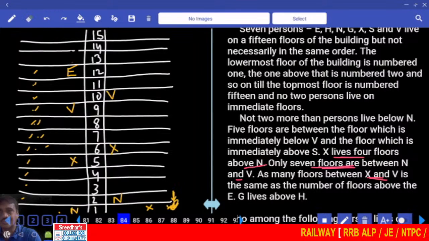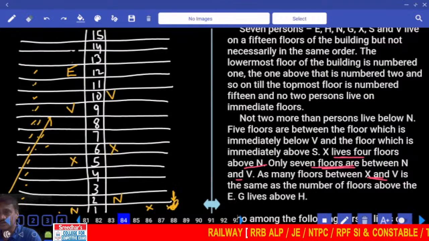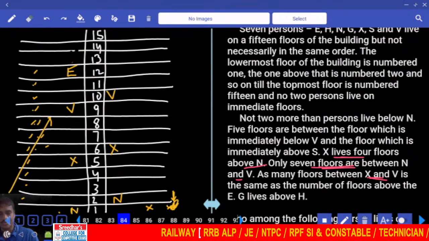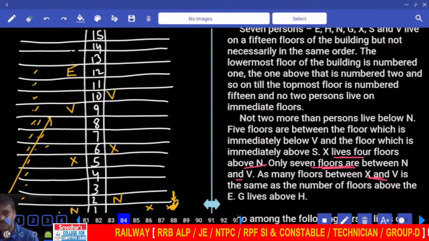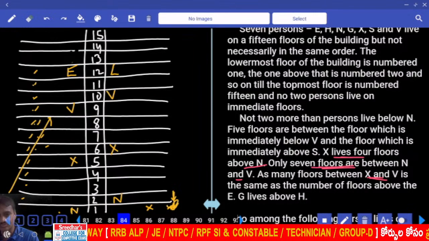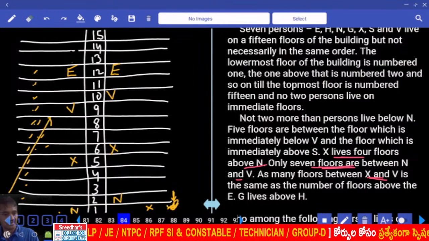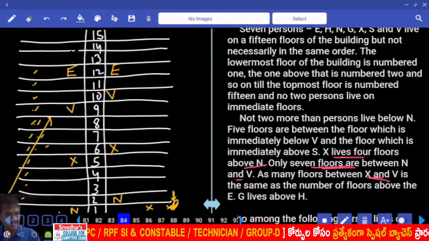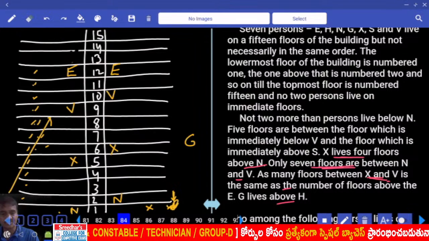Can we have E on the 12th floor here? No, because all these persons must be on odd number floor. Then here in this one, now V and X. Where should this E be? E is on the 12th floor. Done? And V is same as. G lives above H. Now G and H.